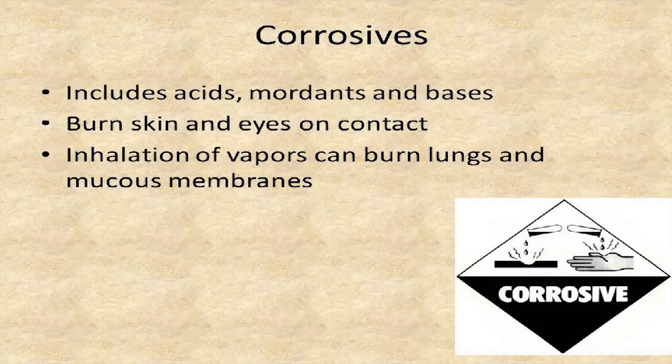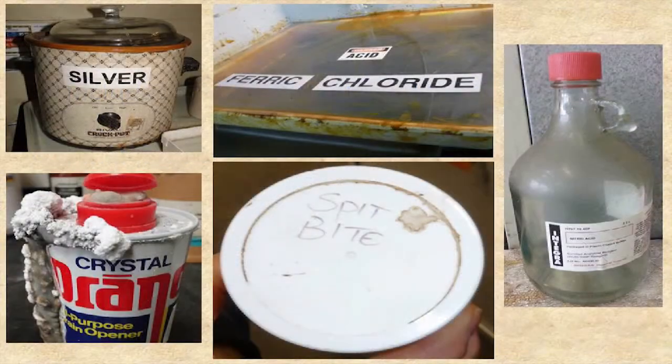Corrosives include acids, mordants, and bases. These are things that will burn your skin and eyes on contact. Look for that corrosive symbol, and that lets you know that you should be wearing personal protective equipment to keep that stuff from coming in contact with you. But you also need to be really careful that you don't breathe in any vapors that are released from this stuff, because they will burn your lungs and the mucous membranes in your eyes and elsewhere.